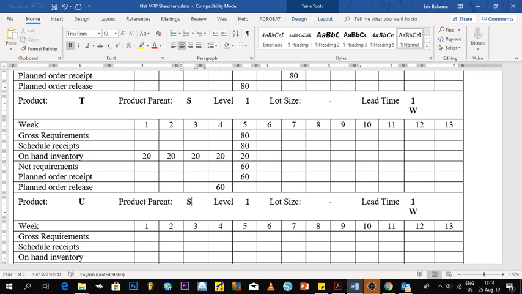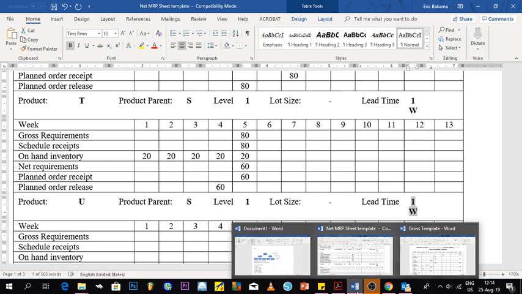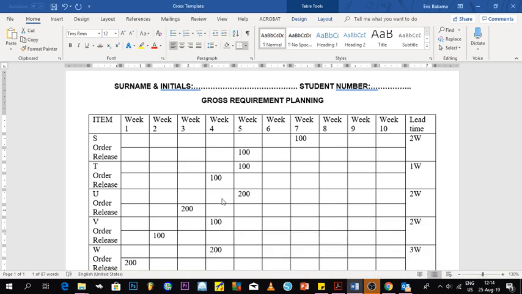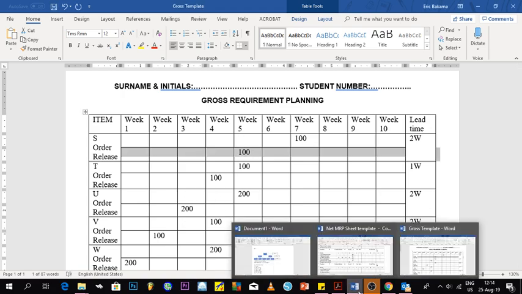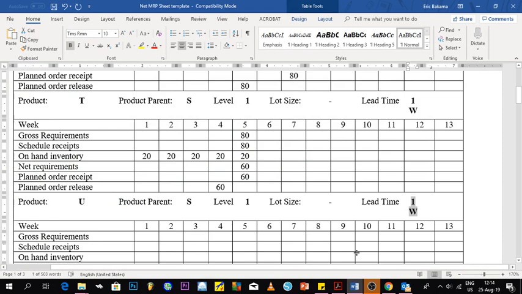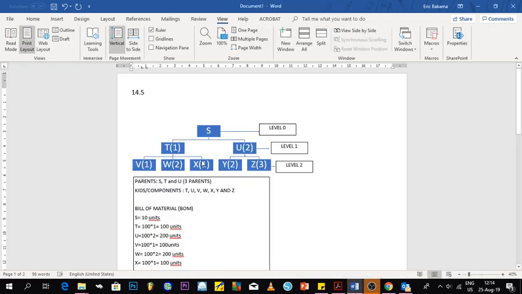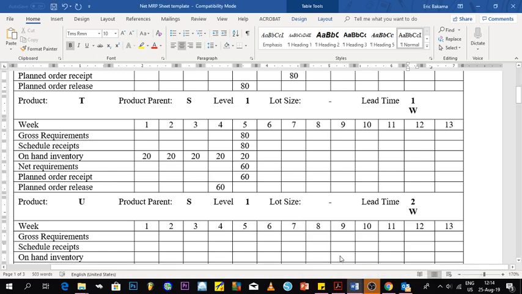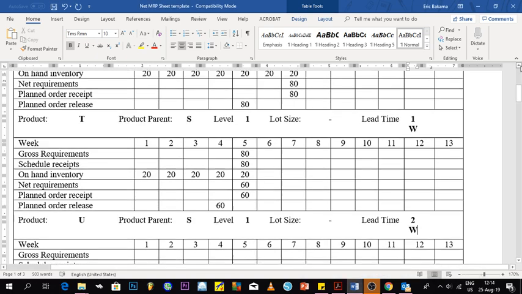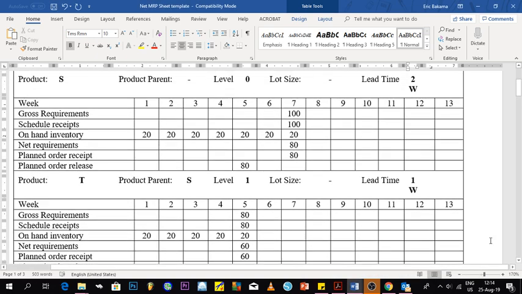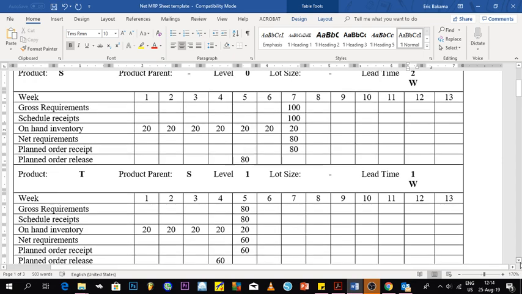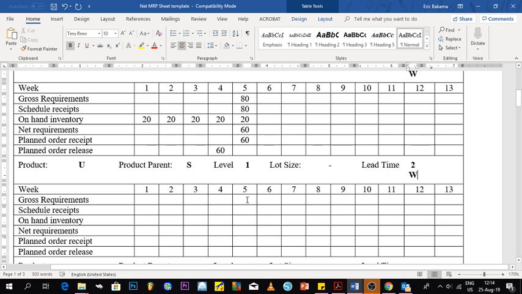The parent is S, which is level 1, and the lot size is empty. Then we look at the lead time based on the table that we have. The lead time is 2 weeks. The table is saying that for us to get 1 S, we need 2 U's. So we look at the table and find where S ends in week 5. That means in week 5 we'll get 80 times 2, which is 160.